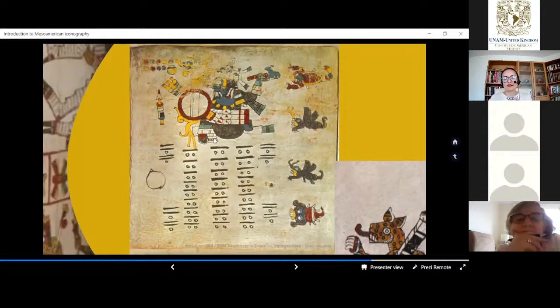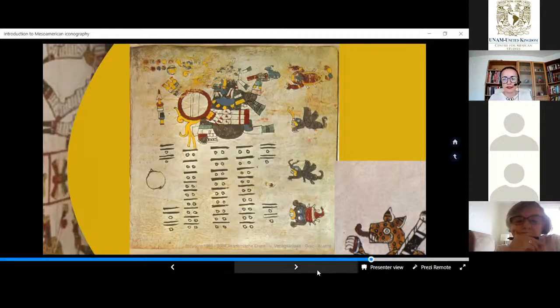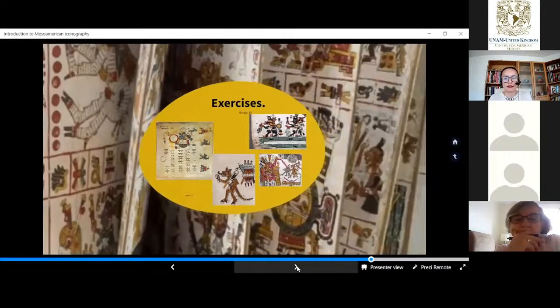And here this image is related to Codex Cospi, and its offerings that are related to Tlaloc. We know that these numbers that appear here are related to offerings that will be given to Tlaloc in order that he can provide everything that he does. We know that because now, thanks to the ethnographic studies, we know that it's a kind of ritual that Native Americans are still performing. They are still carrying on with these rituals.